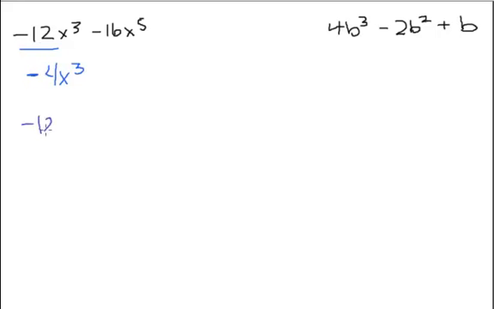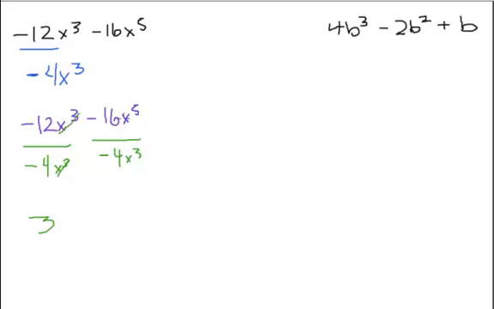So I have negative 12x cubed minus 16x to the 5, and I have to divide each term by the greatest common factor. So I'm going to divide this guy by my greatest common factor, again, is negative 4x cubed. And I'm going to divide this guy by negative 4x cubed. So just working with the numbers, negative 12 divided by negative 4, I'm going to get a 3. And then I have an x cubed and x cubed, so no more x's here.